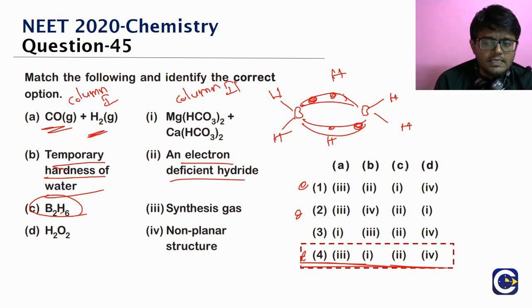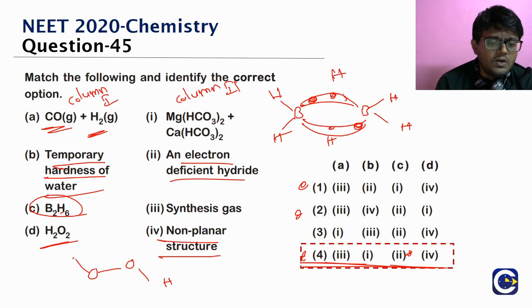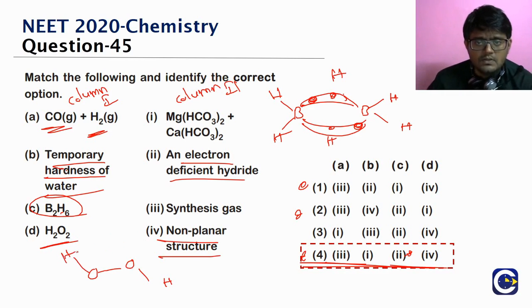Okay, we can say C in option 4 is matched to what? 2. And H2O2. What is H2O2? Hydrogen peroxide. It will have a non-planar structure. So if you look at the structure of H2O2, it will have a non-planar structure. Okay, so what is the correct answer for this? It is option 4, where CO plus H2 is the synthesis gas. Temporary hardness is because of the bicarbonates of magnesium and calcium. B2H6 is an electron deficit hydride, and H2O2 will have a non-planar structure.